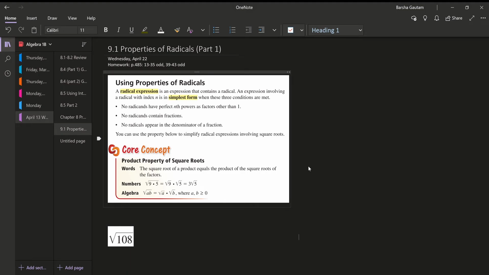Alright, today we'll be working on 9.1 properties of radicals. This is part 1. Tomorrow we'll be working on part 2 of 9.1.